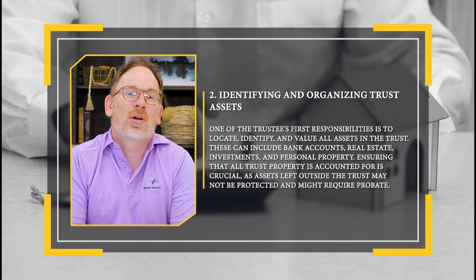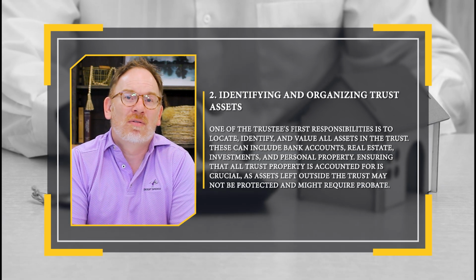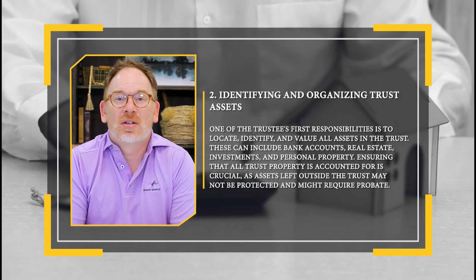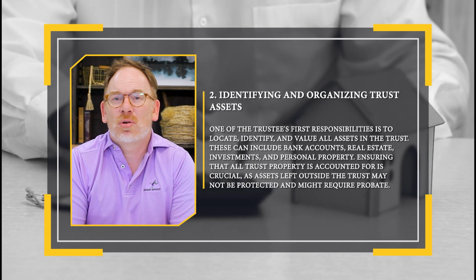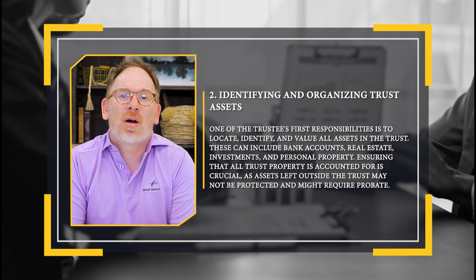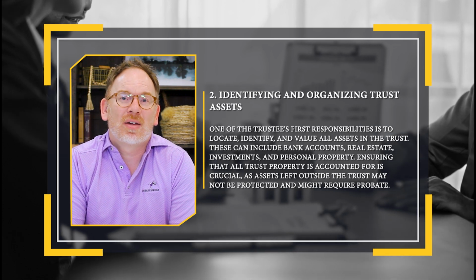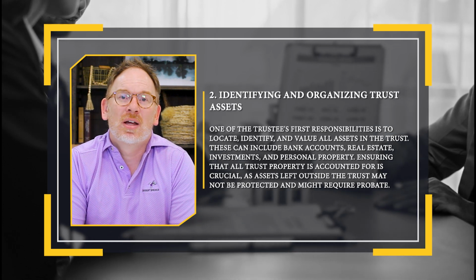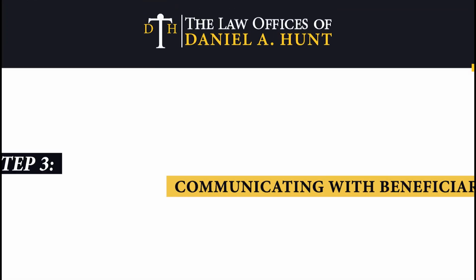Step 2. Identifying and organizing trust assets. One of the trustee's first responsibilities is to locate, identify, and value all the assets in the trust. These can include bank accounts, real estate, investments, and personal property. Ensuring that all trust property is accounted for is crucial, as assets left outside the trust may not be protected and might require probate.